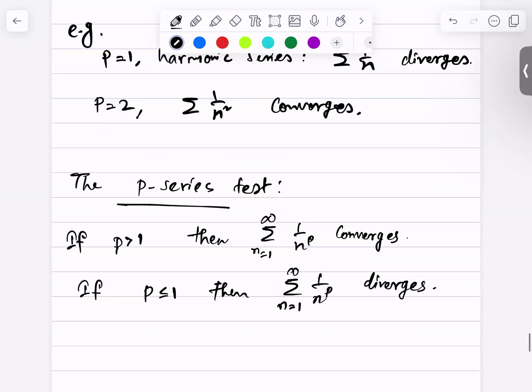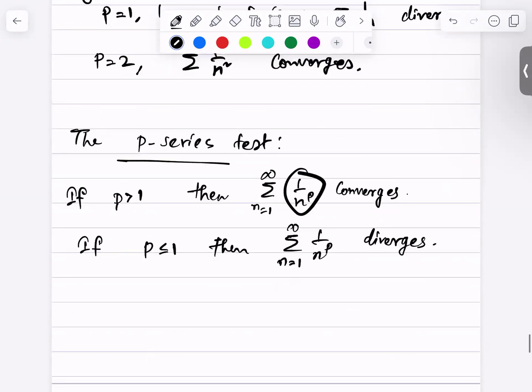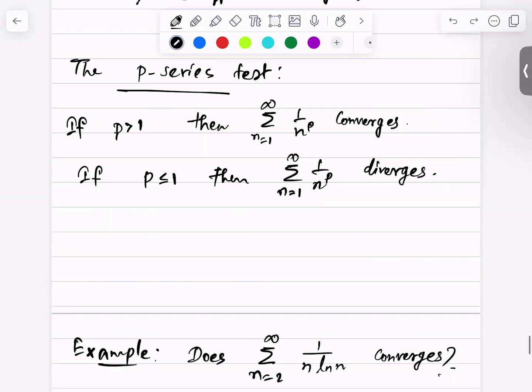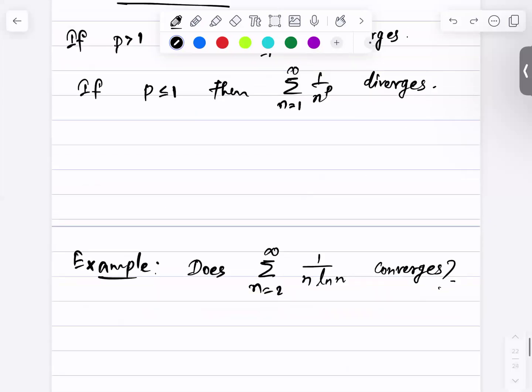So the p-series test is: if I have 1 over n to the p as a series, then the series converges when p is bigger than 1, and for p less than or equal to 1, the series diverges. That's it. Again, a simple test.